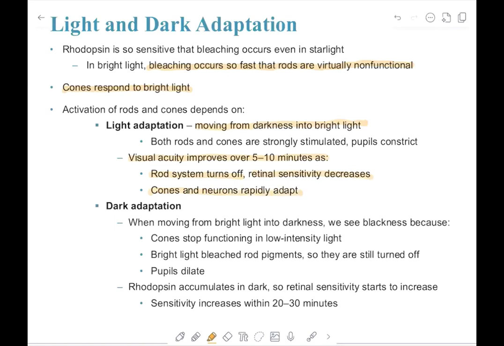Whereas dark adaptation is exactly the opposite, moving from daylight into darkness. And if you imagine when that happens, the pupils dilate, the bright light bleached the rod pigments, so they're still turned off, but they need to adapt. And so that sensitivity increases within about 20 to 30 minutes. So when you go into a dark area, you really can't see much right away, but after a while, you can.